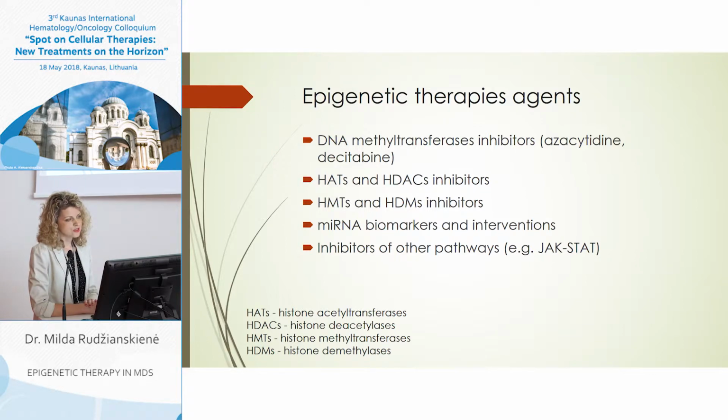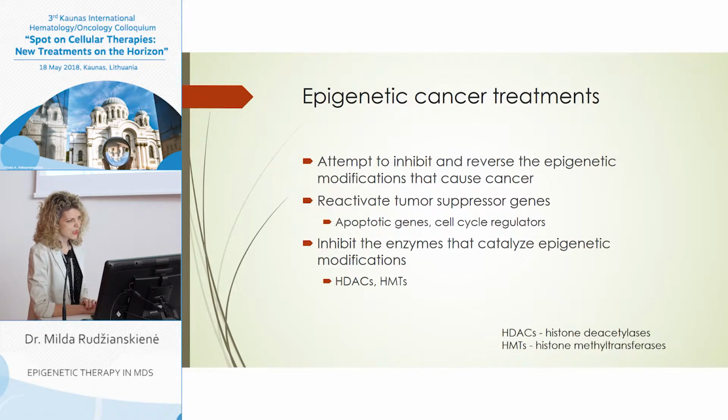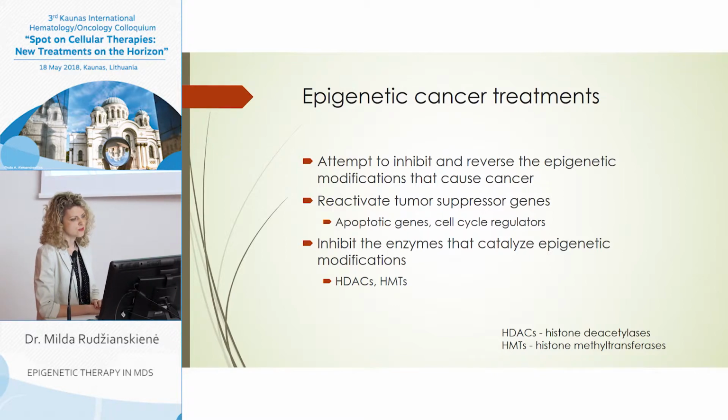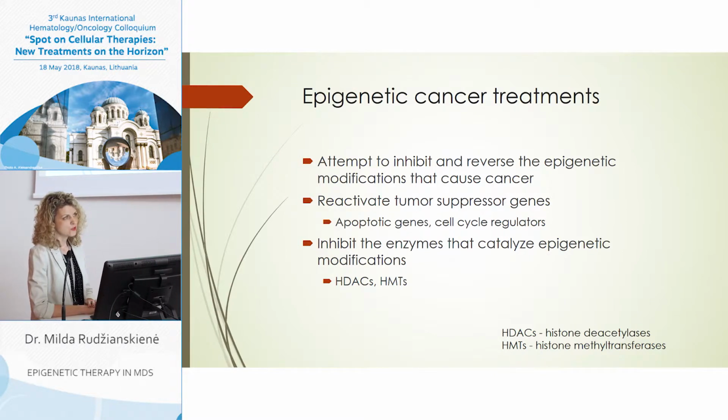And also the histone inhibitors, which are used not only in hematology disorders but also in the treatment of cancer and other inflammatory disorders. And of course other drugs, such as those targeting mRNA, biomarkers and other pathway inhibitors. What is the goal of epigenetic cancer treatments? It's the attempt to inhibit and reverse the epigenetic modifications, to reactivate the tumor suppressor genes, and to inhibit the enzymes that catalyze the epigenetic modifications.